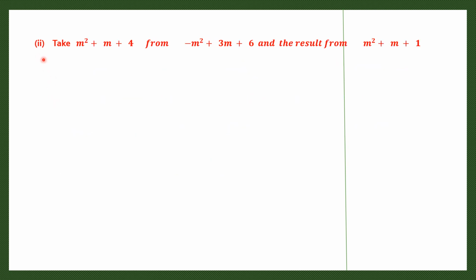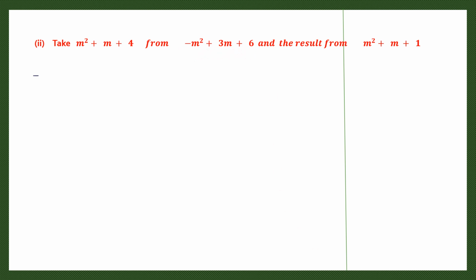Now let's look at question 2. Take this polynomial from this polynomial. That's the first part. Okay, so we write this first and we subtract these two. Now we are going to get a result. Now that result we have to take away from this. So let's go slowly. So first let's do this. Let's take this from this polynomial. So let's write this polynomial first.